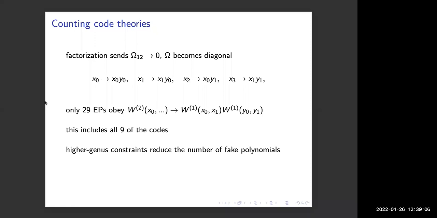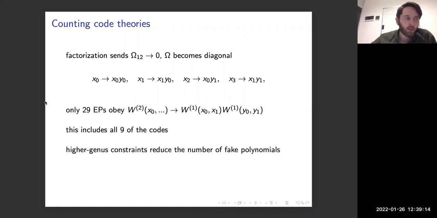In the sentence where you say this includes all 9 of the codes, you mean those that also obey self-duality? Yeah, that's right. So thanks. Conway showed that there are exactly 9 doubly even self-dual error-correcting codes of length 24, which is part of the reason it's nice to do this at c equals 24. And we can see that all 9 of them are on our list of 29. So our list of possible codes went from 190 to 29.